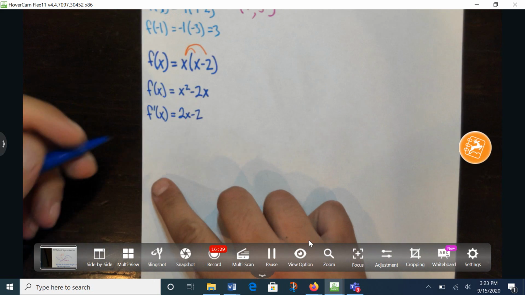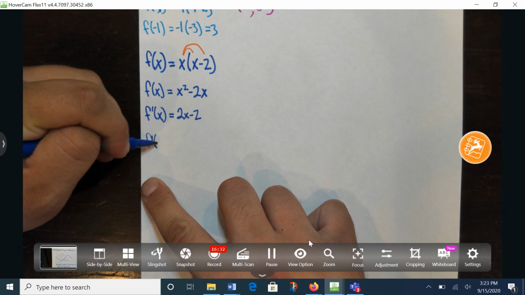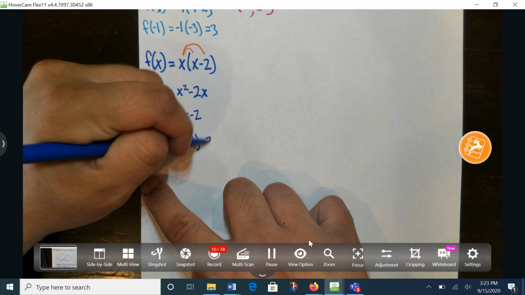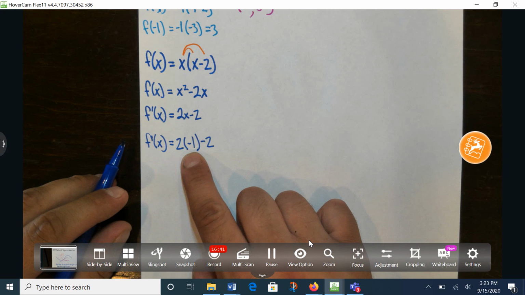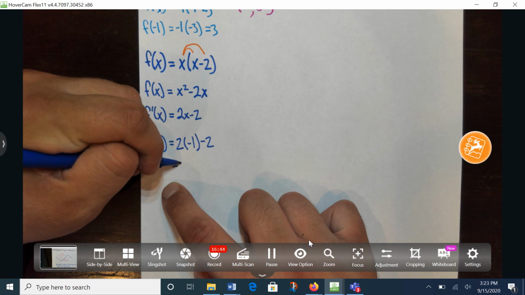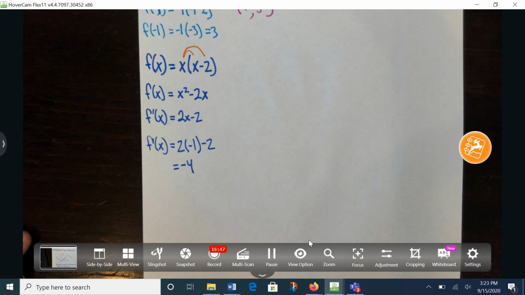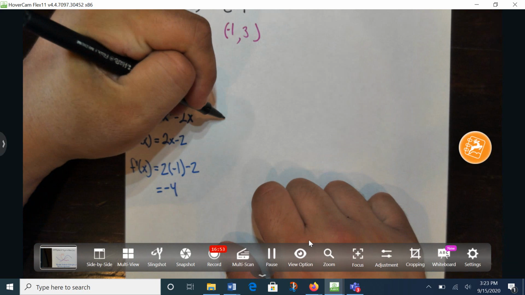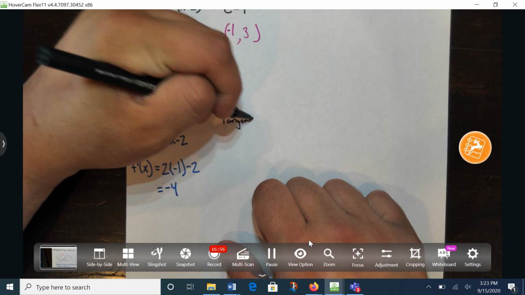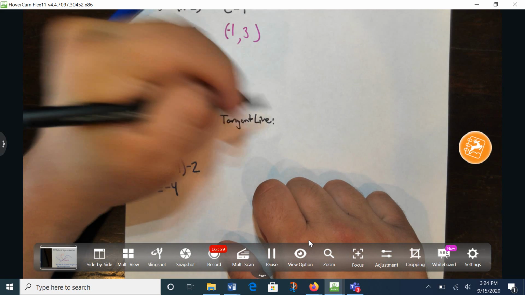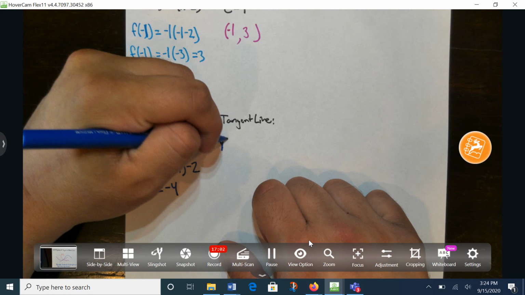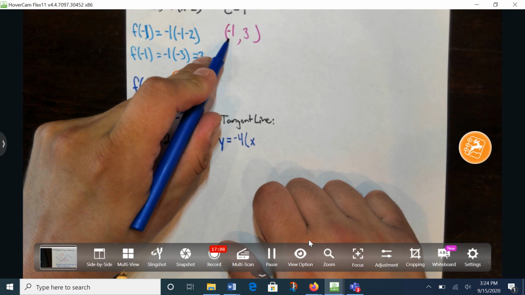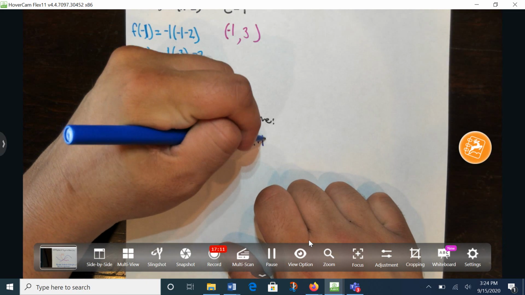And then now let's evaluate at negative 1 to find the slope. So 2 times negative 1 is negative 2, minus 2 is negative 4. So again, we have a slope of negative 4. That's okay. So now let's find the tangent line. And the equation of the tangent line is going to be y equals our slope of negative 4 times (x minus x1). In this case, x1 is negative 1, so it's going to be (x plus 1) plus 3.